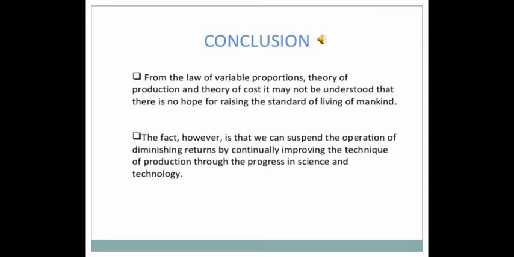Conclusion. From the law of variable proportion, theory of production and theory of cost, it may not be understood that there is no hope in raising the standards of living of mankind. The fact, however, is that we can suspend the operation of diminishing returns by continually improving the techniques of production through progress in science and technology.